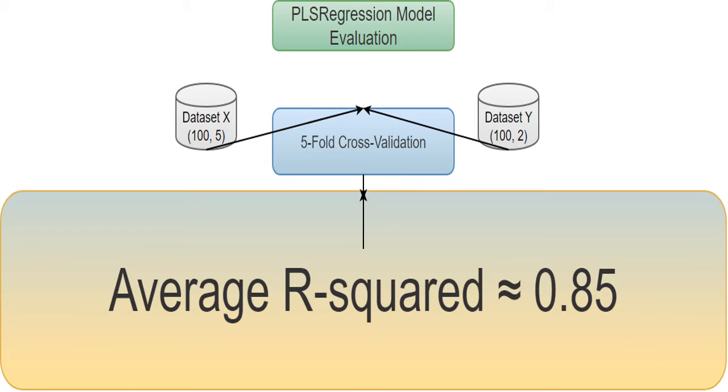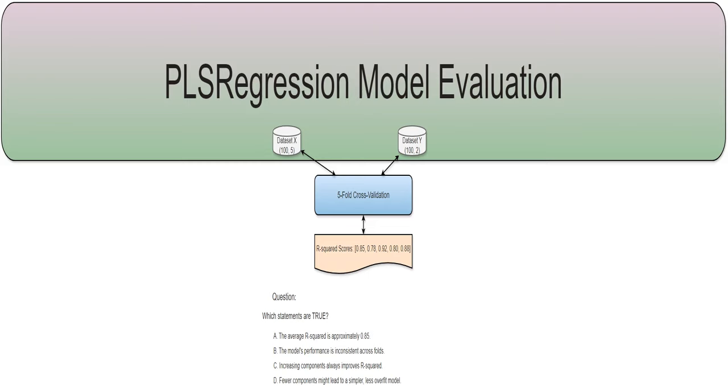0.85 plus 0.78 plus 0.92 plus 0.80 plus 0.88, and divided that sum by 5, the number of folds. The average tells me the overall performance of my model across all the folds in cross-validation. It's a pretty good performance, showing that on average, the model explains around 85% of the variance in the response variables. I'm using partial least squares regression, a technique that finds the best way to relate two datasets.